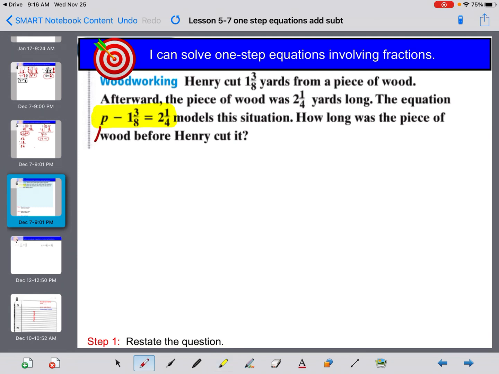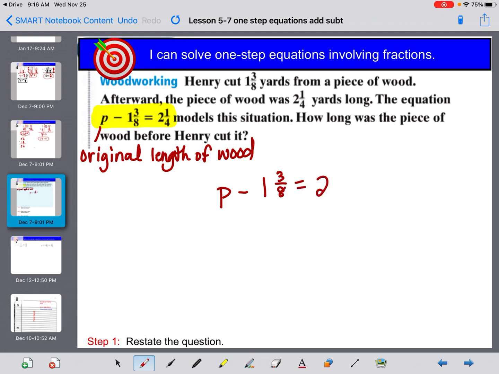So what do you think the P stands for? I think that's the original length of wood before anything was cut. Then he cut off 1 3/8 and was left with 2 1/4. When we solve P minus 1 3/8 equals 2 1/4, we can find out the original length. Let's add 1 3/8 to both sides of the equation.